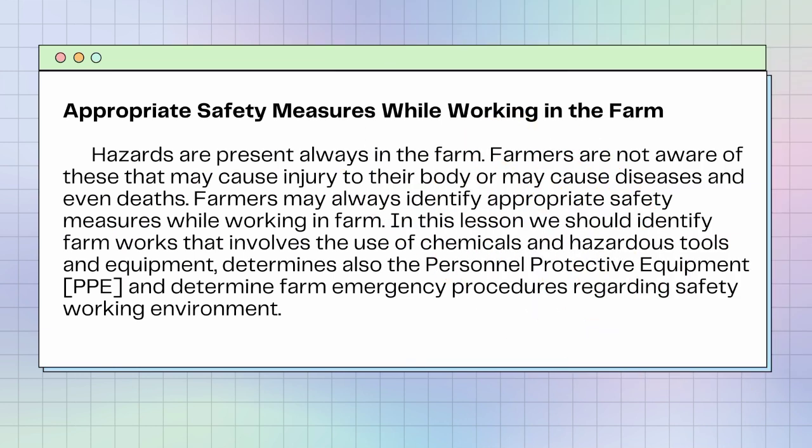Appropriate safety measures while working in the farm. Hazards are always present in the farm. Farmers are not aware of these hazards that may cause injury to their body or may cause diseases and even deaths. Farmers should always identify appropriate safety measures while working in the farm. In this lesson, we should identify farm work that involves the use of chemicals and hazardous tools and equipment, determine the personal protective equipment or the PPE, and determine farm emergency procedures regarding a safe working environment.